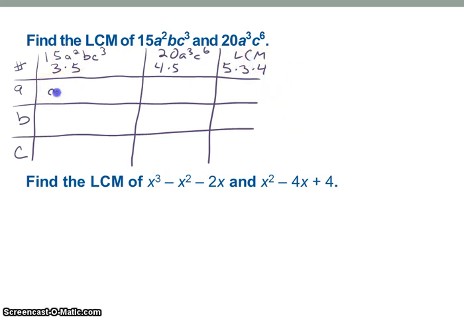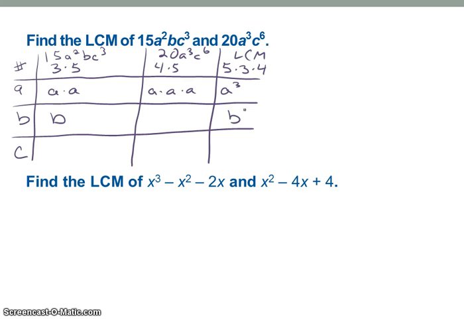A squared is a times a. A to the third is a times a times a. For my LCM, I see I have 3 a's for my second term, 2 a's for my first term, so my least common multiple will be a to the third, or a times a times a. So really with the variables, your least common multiple is going to be whatever the highest exponent is of that variable.